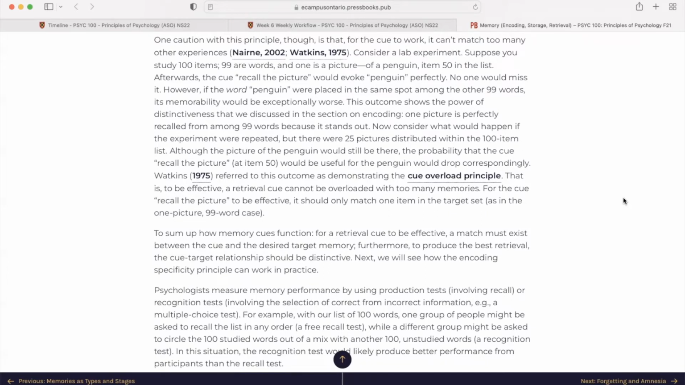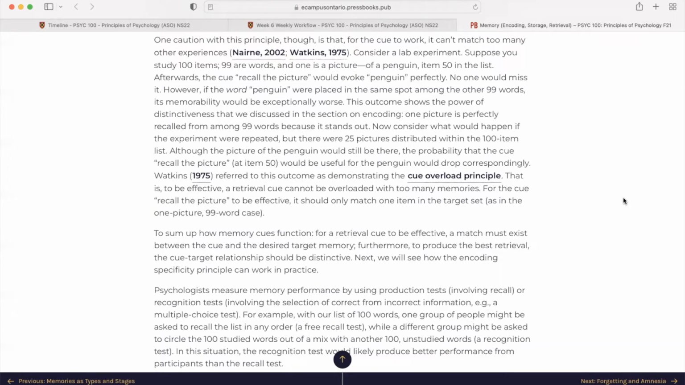Now consider what would happen if the experiment were repeated, but there were 25 pictures distributed with a 100-item list. Although the picture of the penguin would still be there, the probability that the cue would be useful for recalling the penguin would drop correspondingly. Watkins referred to this outcome as demonstrating the cue overload principle. That is, to be effective, a retrieval cue cannot be overloaded with too many memories.